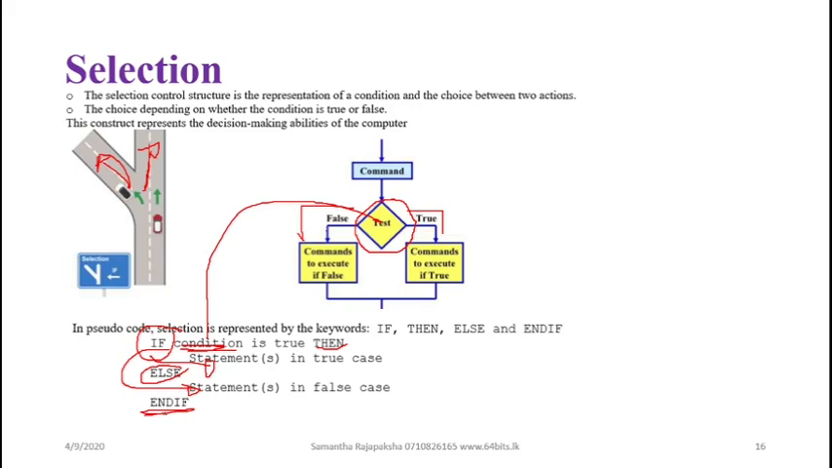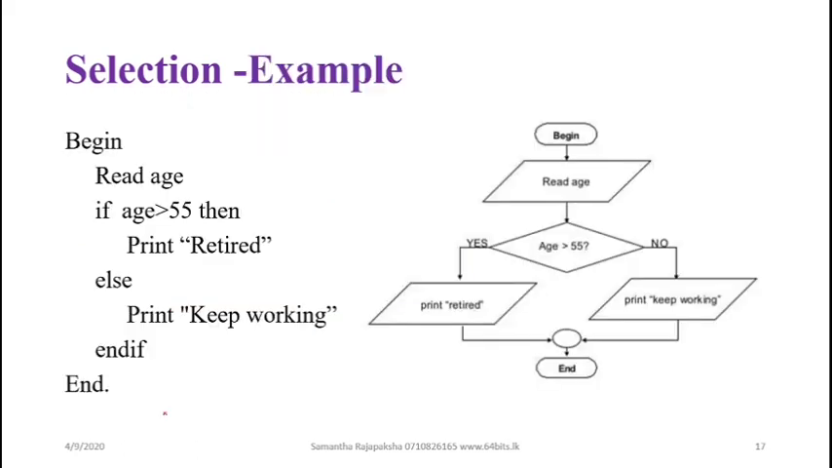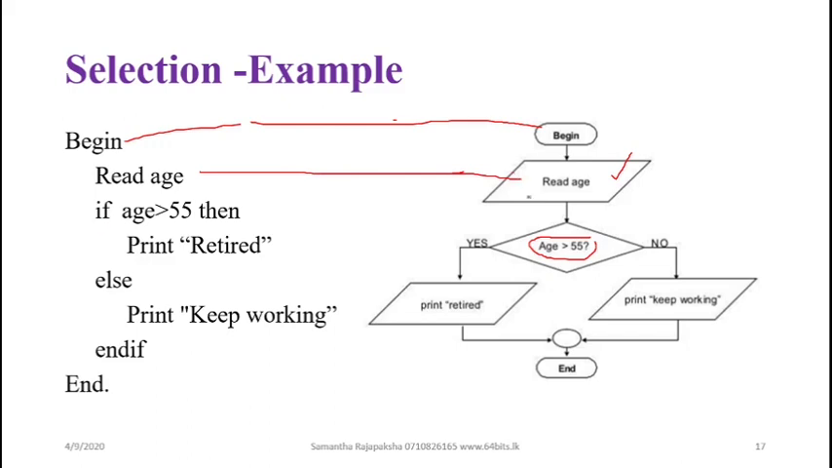Now we'll take an example, then you can understand this in more detail. We'll take a very simple example. Here we are given a flowchart. We input the age, and if the age is greater than 55, if yes, you say you are retired. If it is not greater than 55, you just say keep working, and then finish. Then how do you draw the corresponding pseudocode for this? Begin, start, read the age, let's read the age because it's an input operation.